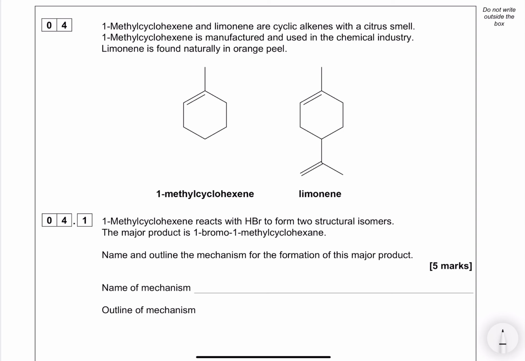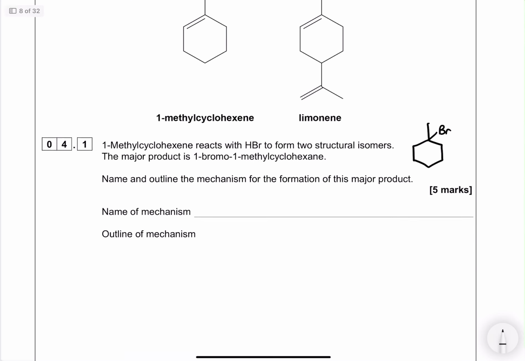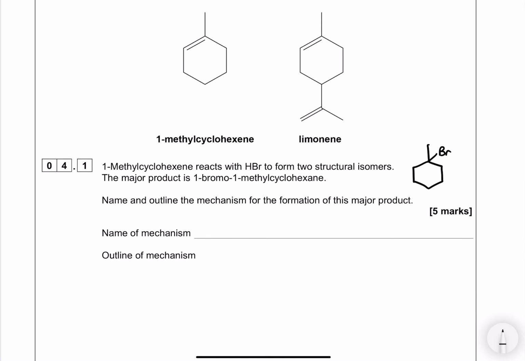The major product is 1-bromo, 1-methyl cyclohexane. So our major product is 1-bromo, 1-methyl cyclohexane. Name and outline the mechanism for this major product. So we're using an alkene, and so we're going to be using HBr as an electrophile attracted to that area of high electron density, and it's going to be added onto it.